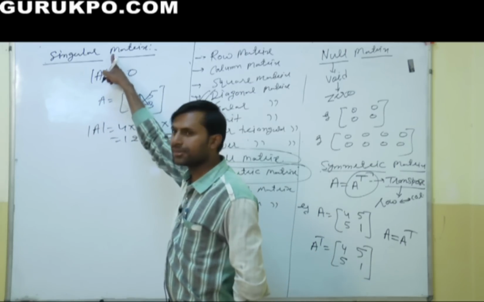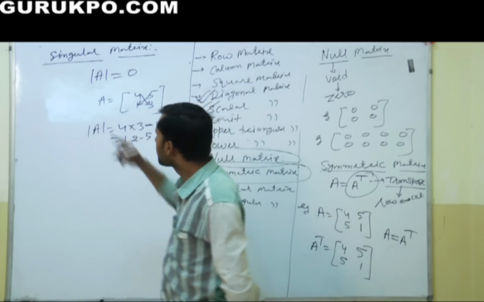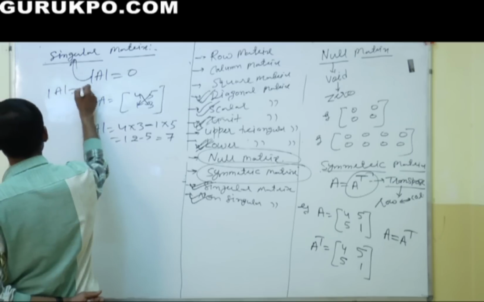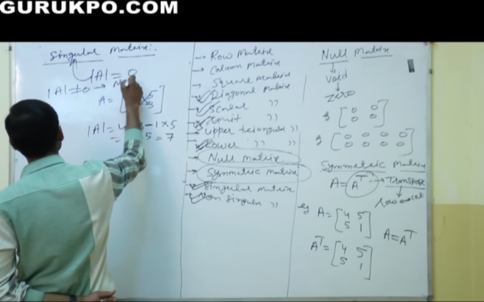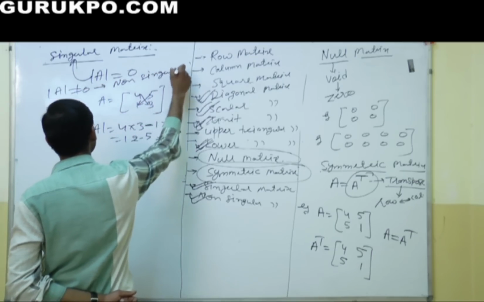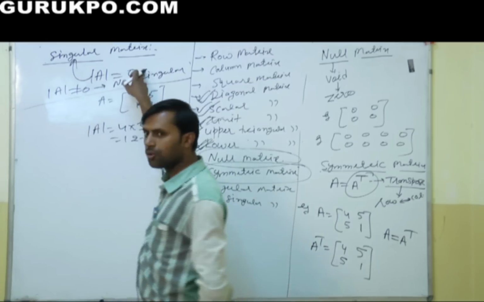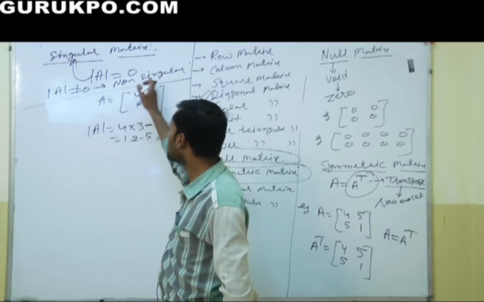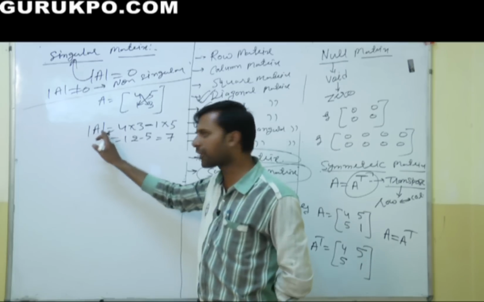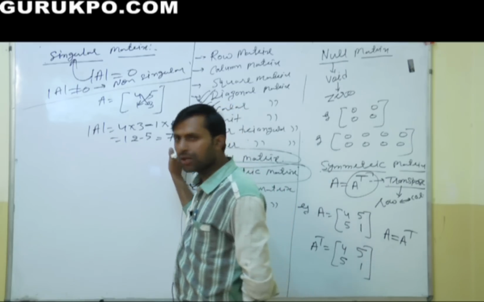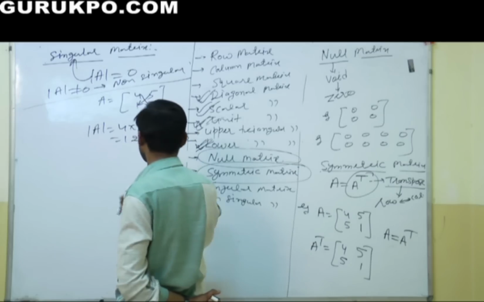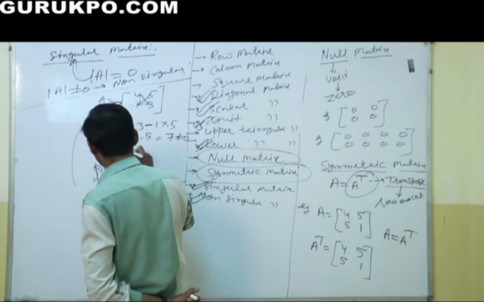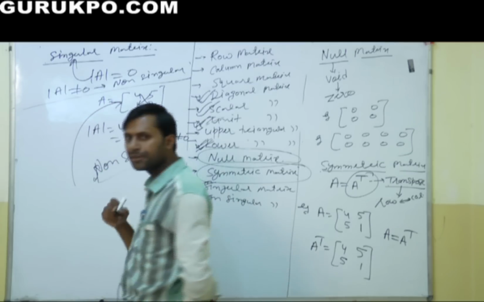The type of matrix is decided by the determinant. If determinant is 0, then singular. If determinant is not equal to 0, then non-singular. Here the determinant of A is 7, it is not equal to 0. So this matrix is a non-singular matrix. Getting this point?